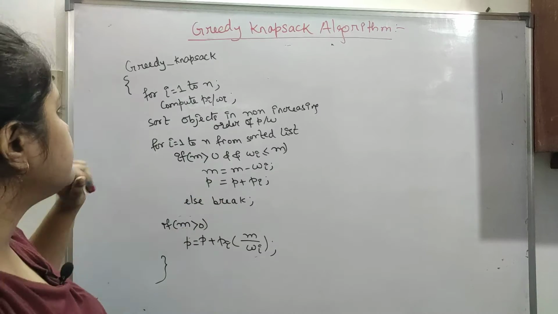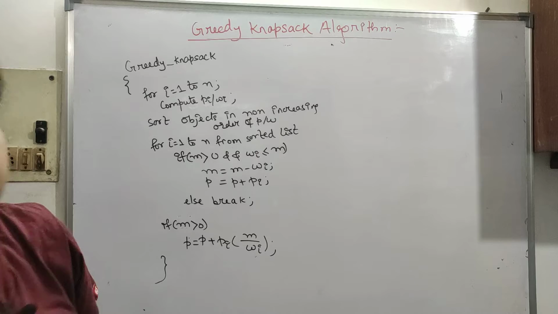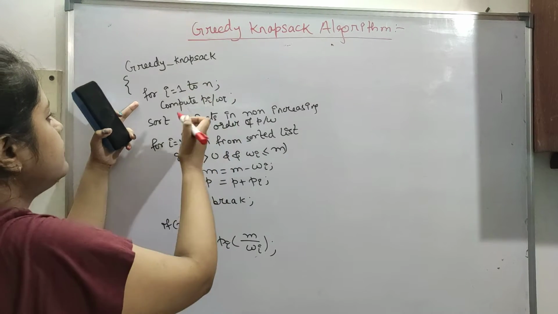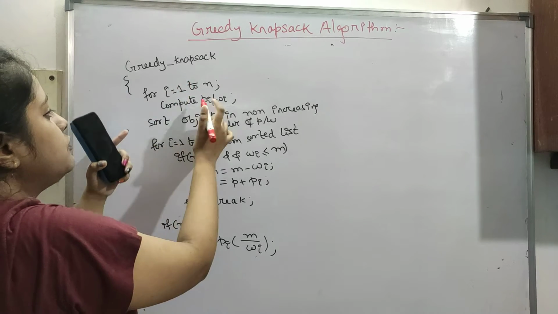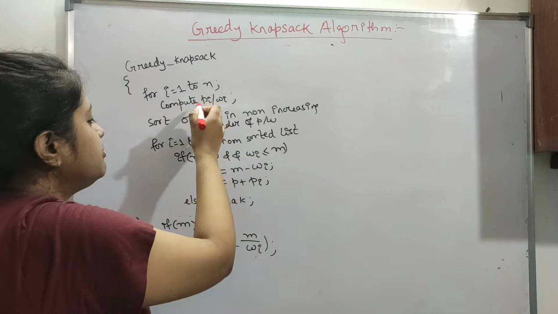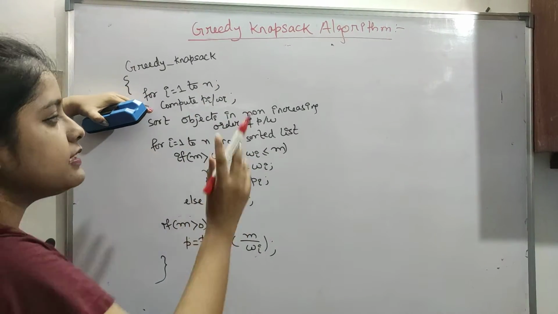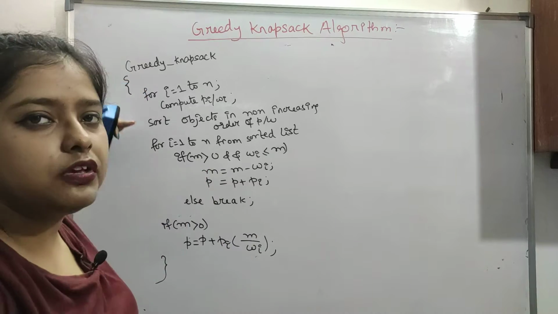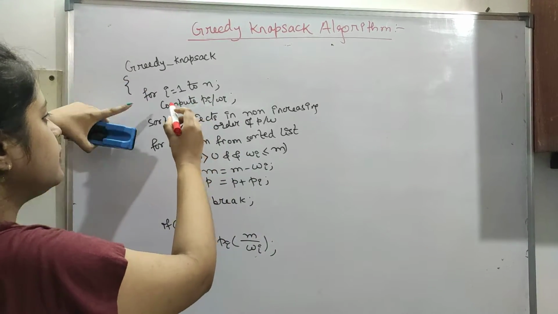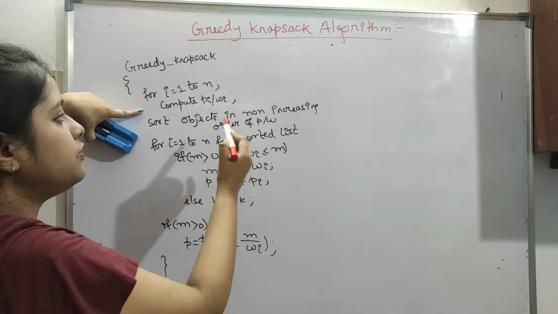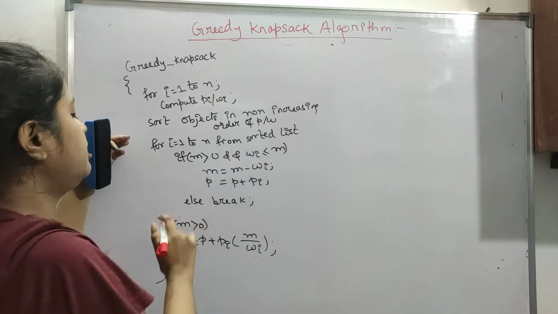So now let's see the algorithm. Here, greedy knapsack, this is our function. From for i equals 1 to n, we are computing Pi by Wi. If you remember, we are computing the profit by weight ratio. I will do another problem and then PYQs, but still, you can relate to the previous one. For i equals 1 to n, we are computing the profit by weight ratio.